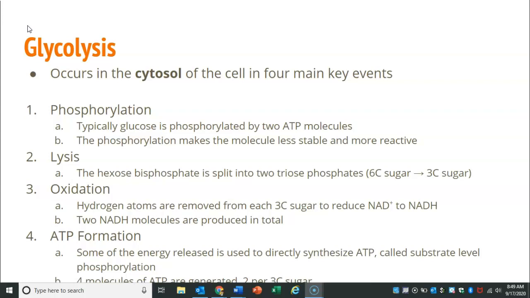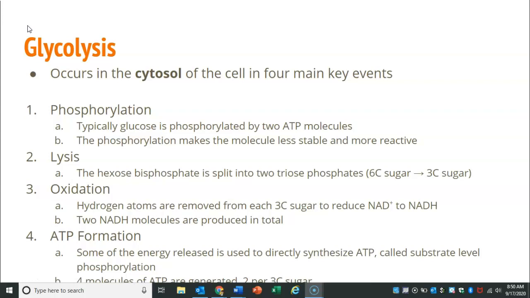Once that happens, the lysis, or the breakdown of glucose, which is a 6C sugar, happens, so glucose is split into 2 3C sugars. So it went from 6 carbons to 2 sets of 3 carbons. It just split in half. And then oxidation happened, which is our first intro to our electron carriers. Those hydrogen atoms are removed and NAD plus is reduced to NADH. Because there are two 3C sugars, you get two NADH molecules, one from each of the 3C sugars.